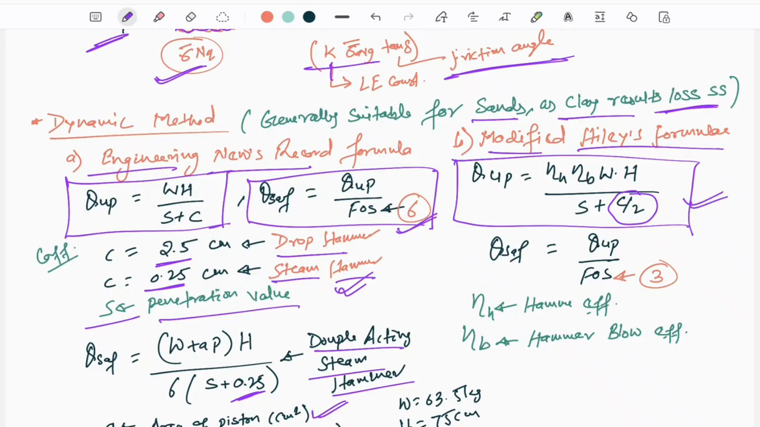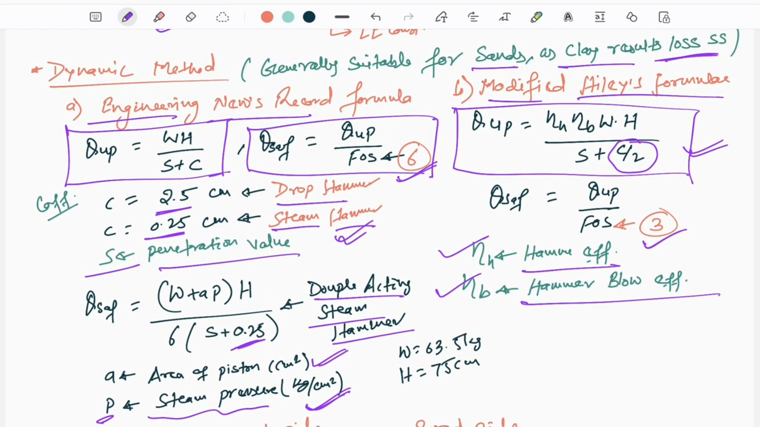Then again, if you want to calculate the safe pressure, then QUP upon factor of safety. But in this case, the factor of safety is 3, like in the Engineering News Record formula the factor of safety is 6. Here the factor of safety is 3, where eta H is the hammer efficiency and eta B is the hammer blow efficiency, right?